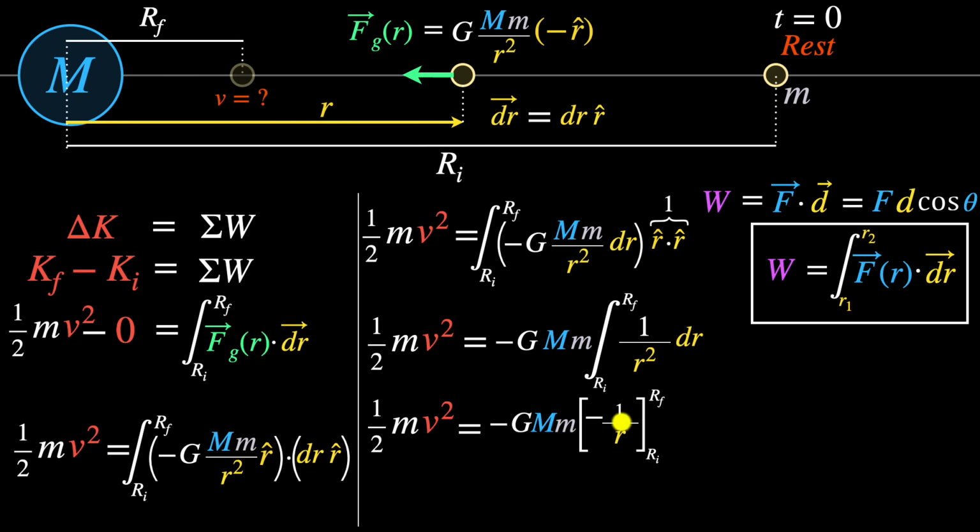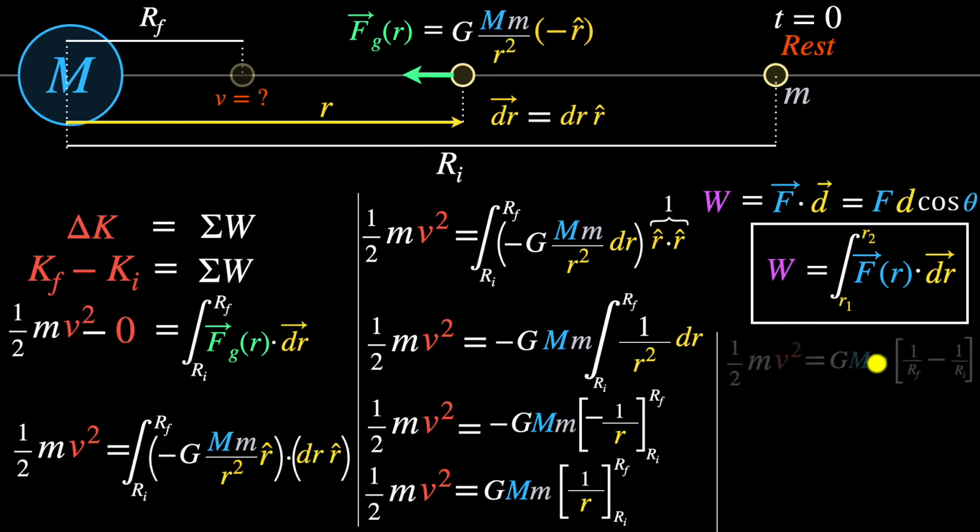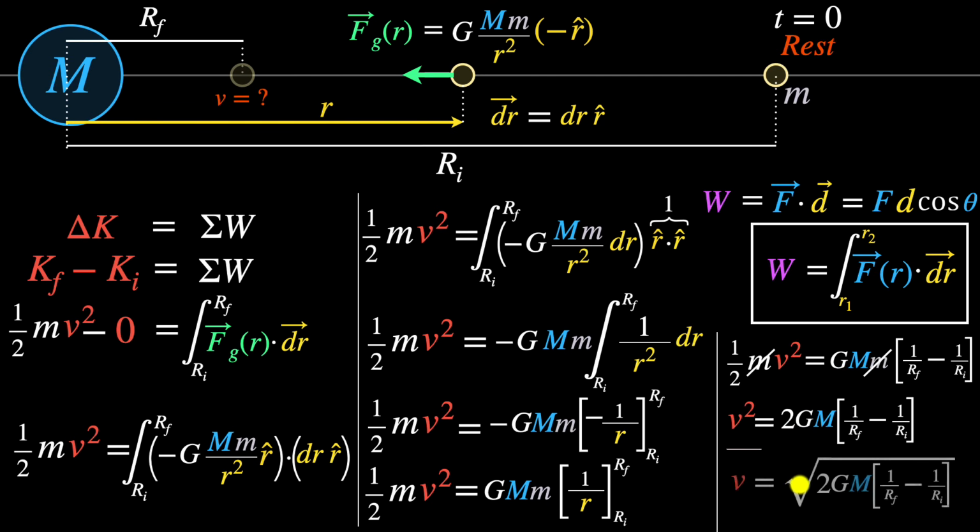Okay, so the minus sign cancels out. And so now I can plug in the bounds. We first plug in the upper bound minus the lower bound. So I'll get 1 over rf minus 1 over ri. The masses cancel out. And from here, v squared equals, rearranging, 2 times this thing. And if we take the square root on both sides, I will find my v to be the square root of 2GM times (1 over rf minus 1 over ri). We have found the expression for the speed at this point.